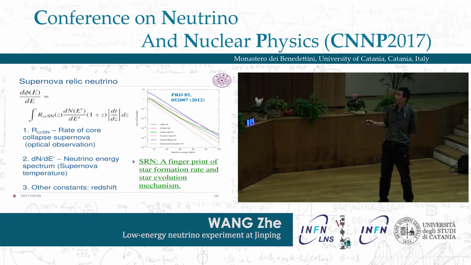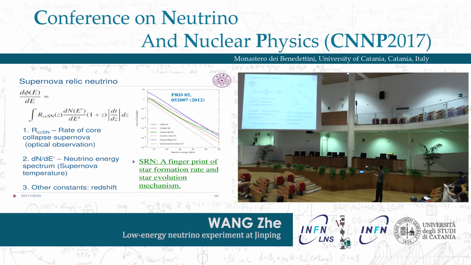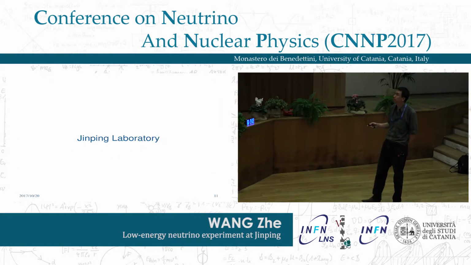The other topic is the supernova relic neutrinos. So okay, this is the supernova relic neutrino spectrum. I lay out a simple formula just to indicate why it's important. So here it requires the input of the core collapse supernova rate. Also, the neutrino energy spectrum from the supernova can be predicted by the given supernova temperature. The other constants are like redshift, etc. So basically the supernova relic neutrino is a fingerprint of the star formation rate and star evolution mechanism.